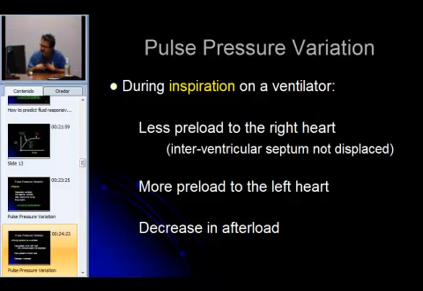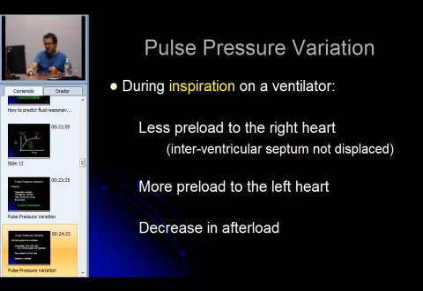They're like sponges. So when the ventilator fires at that same time, it's going to squeeze the lungs, and the blood that is pooled in the lungs is going to go through the pulmonary veins into the left side of the heart. So the left side of the heart is going to get more preload, and during inspiration on a ventilator, the afterload decreases. So when the ventricle squeezes during inspiration, it's going to increase the stroke volume. The opposite is going to happen during expiration.